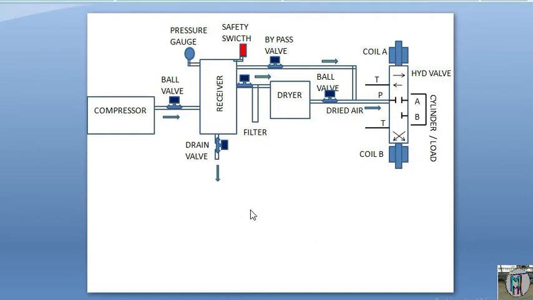Today we will tell you about the system of how to start our machine and what is the difference between hydraulic and pneumatic systems. This is the pneumatic system of our machine. You can see here one compressor, and after that one ball valve and receiver, a dryer, a filter, and dried air we will get after. And this is the solenoid valve that will work to move our parts or cylinder, whatever we want.